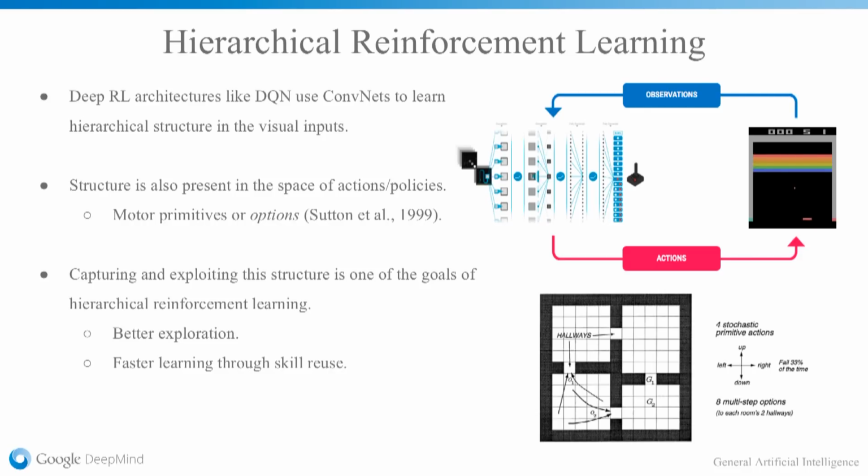Rich Sutton's work on options is a good example of this framework, where you have certain sub-policies that you might want to execute, which perform higher level actions. Then your overall policy might just select between these higher level actions. And what can this get you? Well, it can get you better exploration, and faster learning by reusing skills. If you learn these options on one task, then you should be able to solve another task much more efficiently.